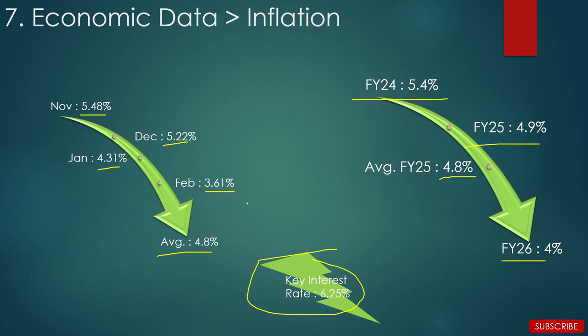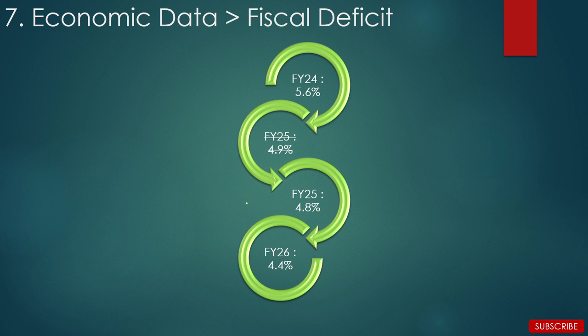Now let's see the fiscal deficit data. So in fiscal year 24-25, India's fiscal deficit, that is the gap between the government's total expenditure and its total revenue, has been a focal point of economic discussions. The government initially set a fiscal deficit target of 4.9% of the gross domestic product, that is GDP, for financial year 25, aiming to reduce it from the previous year's 5.6%.